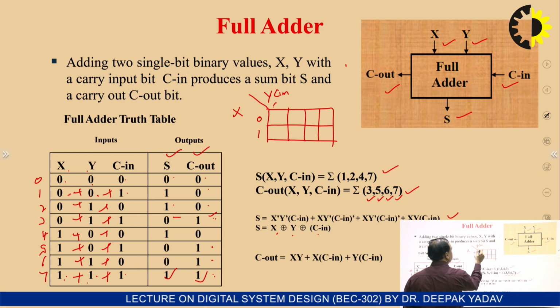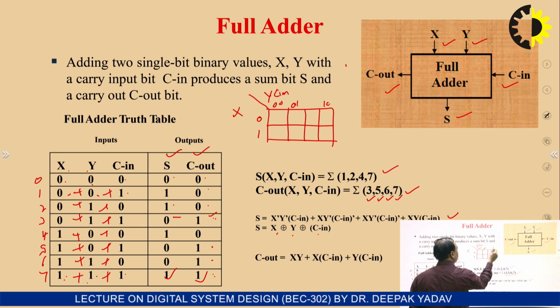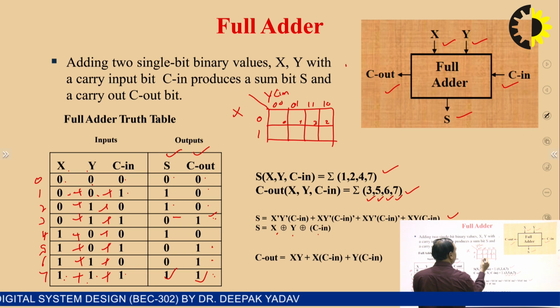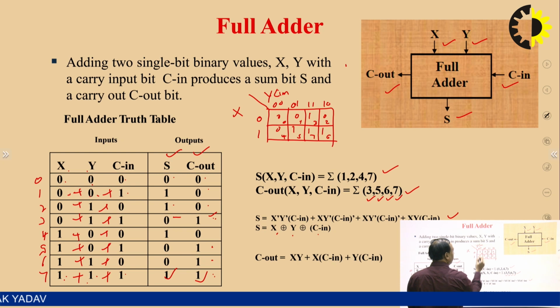0 1 0 0 0 1 1 0 and 1 1. For C in, this is 0 1 2 3 4 5 6 and 7. We have 3, 5, 6 and 7, these ones are over here. For the minterm, we have to generate the output.